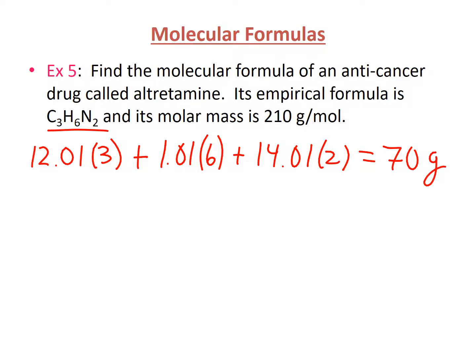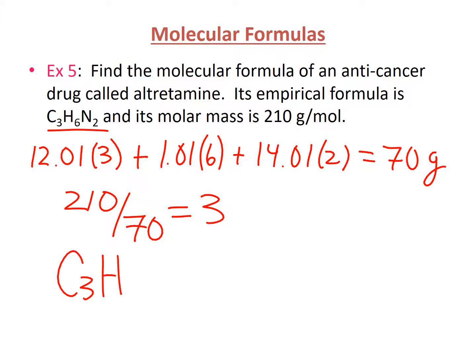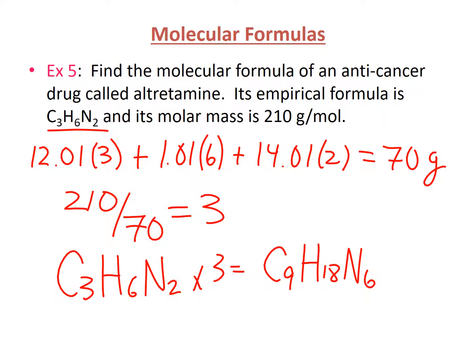Now the second step is to divide the given mass by the mass of the empirical formula. When we do that, we will find out how many times bigger the molecular formula is than the empirical formula. So the given mass is 210. When we divide it by 70, we get 3. That means that our molecular formula is 3 times bigger than our empirical. So we take our empirical, C3H6N2, and we multiply all the subscripts by 3. So when we multiply it by 3, we get C9H18N6. And that's how we do that.